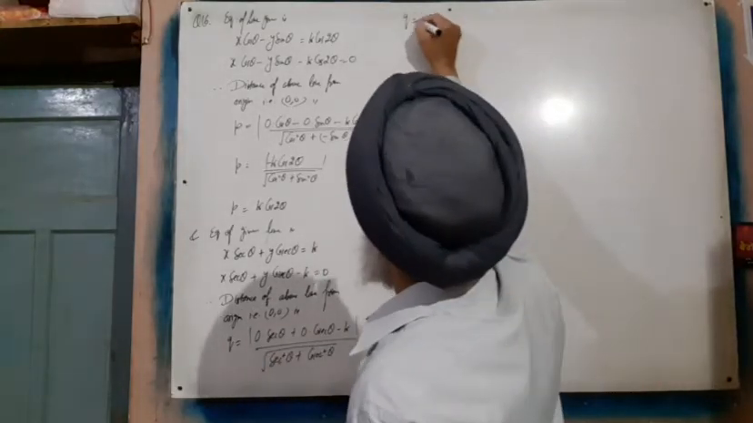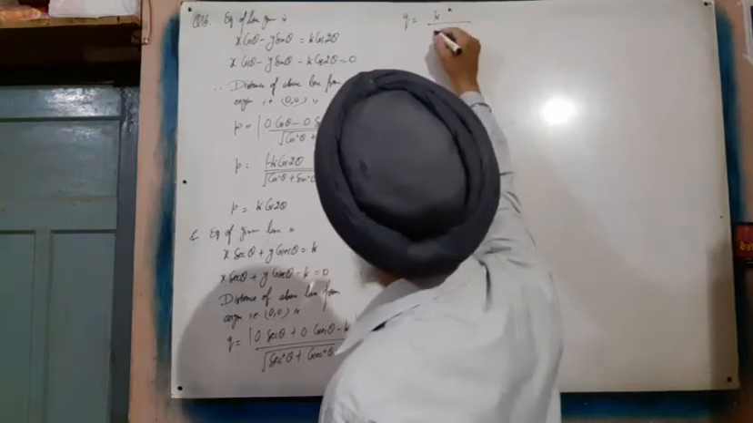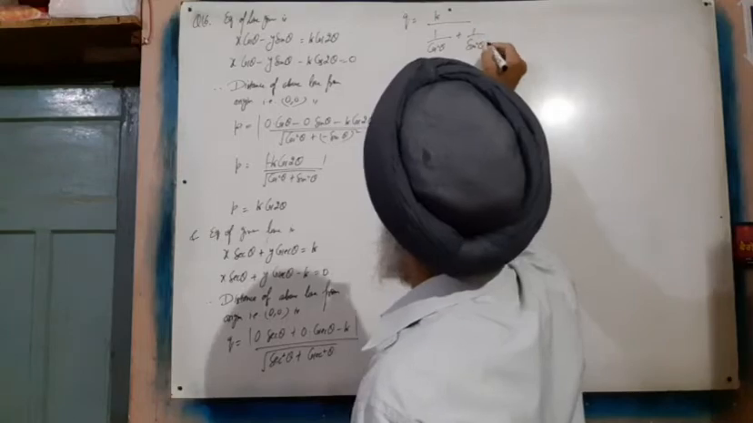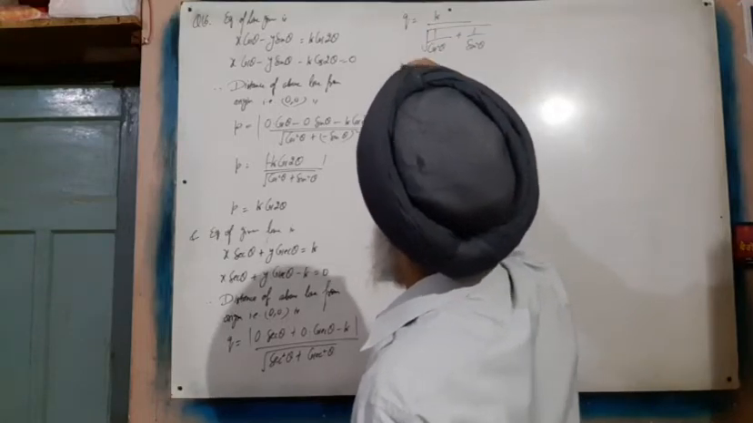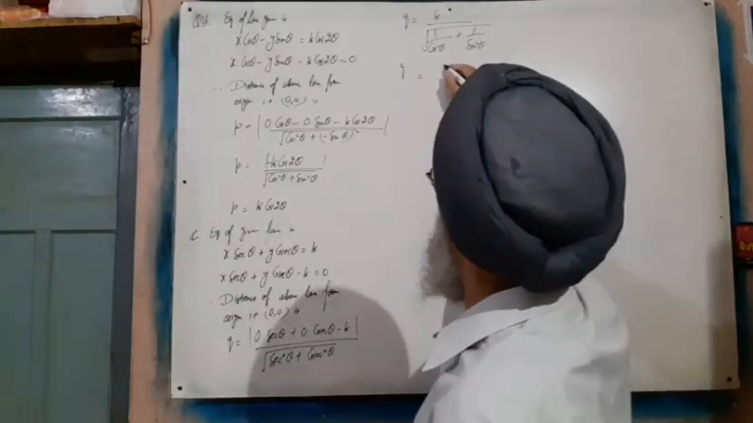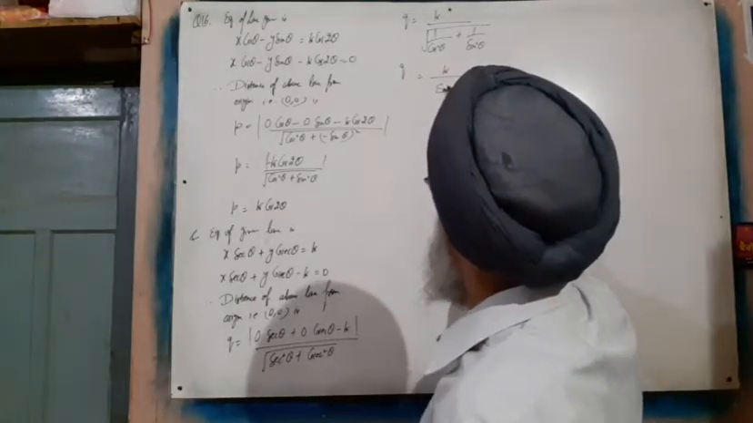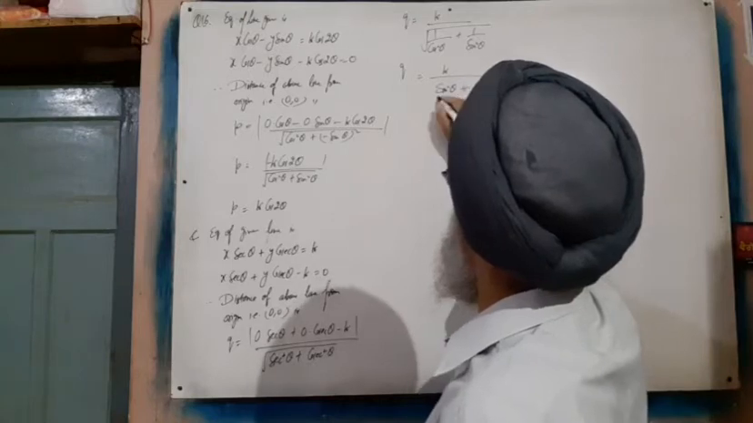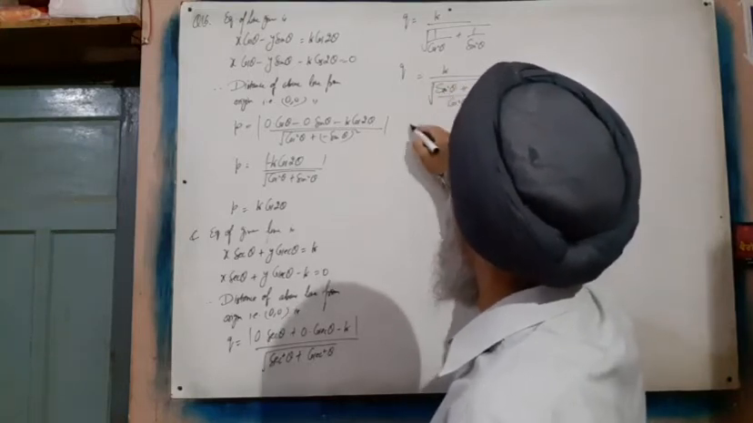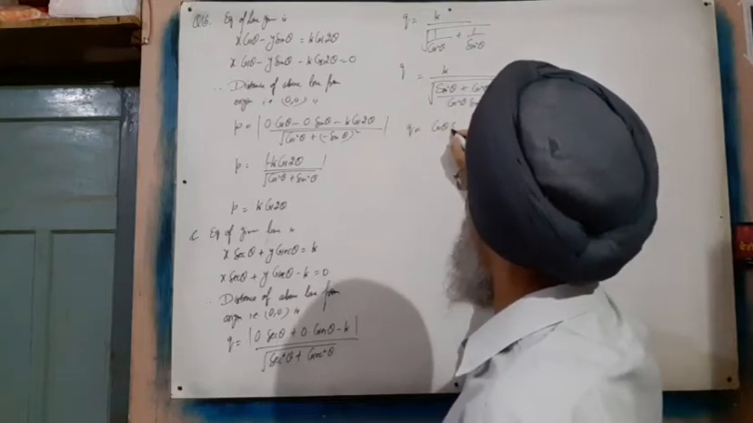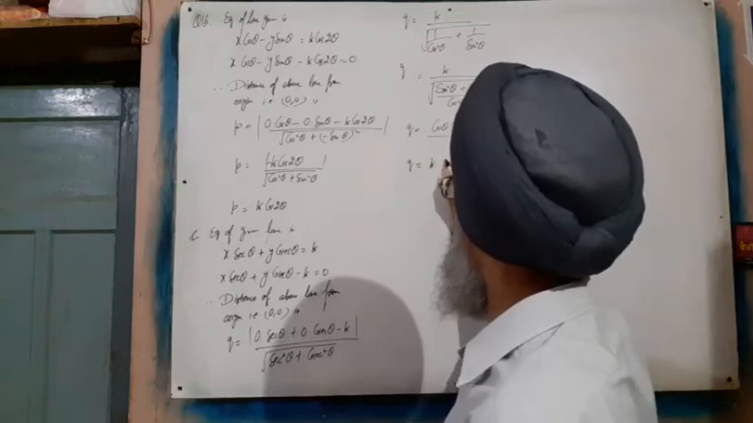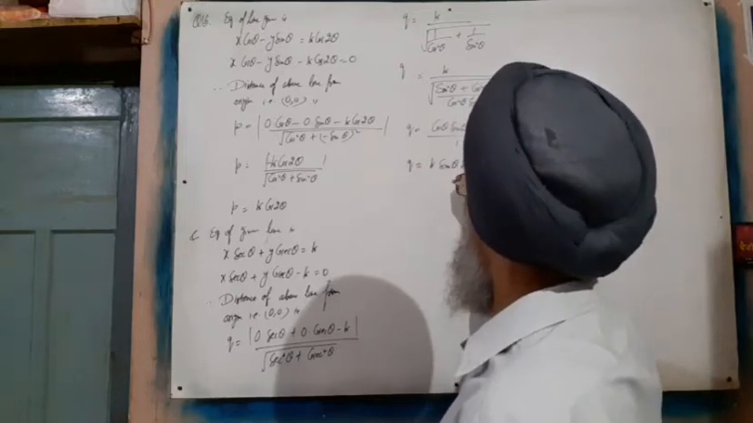So, q is equal to k upon the square root of 1 upon cos square theta plus 1 upon sin square theta. Negative k becomes positive because of the mod sign. It becomes k upon the square root of sin square theta plus cos square theta upon sin square theta cos square theta. So q is equal to cos theta sin theta into k upon 1, that is k cos theta sin theta.